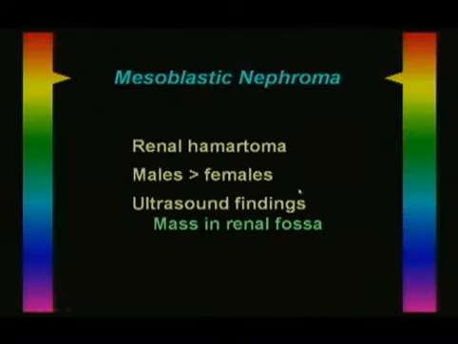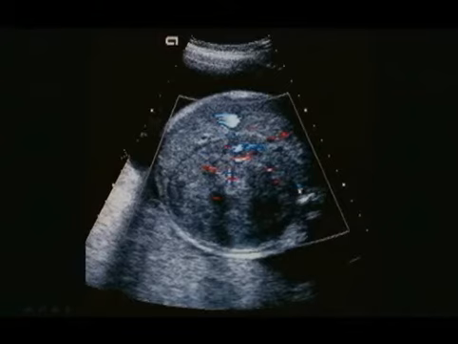The most common mass to find in the kidney of a fetus is a mesoblastic nephroma. This is a hamartoma. It's not a malignancy. It's more common in male than female fetuses, and it appears as you expect it would, as a mass in the renal fossa taking up some or all of the kidney. Here's a case where the mass completely replaced the kidney.